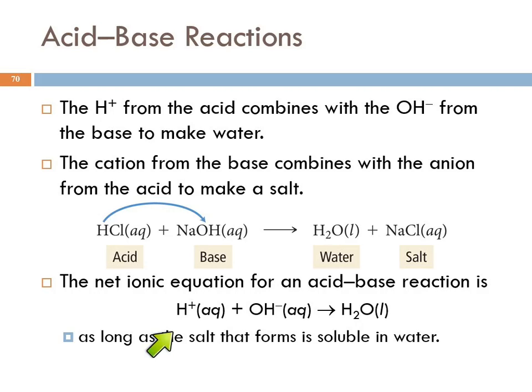And so the net ionic equation for acid-base reactions is generally going to be H+ plus OH- yielding water, unless you get an insoluble salt that forms, which is not typical.